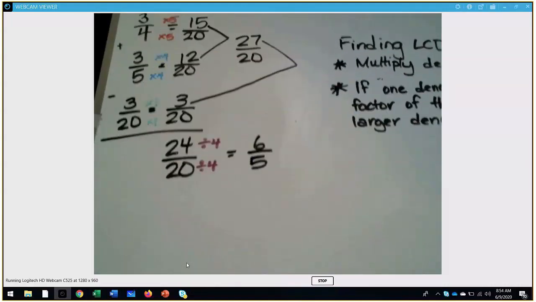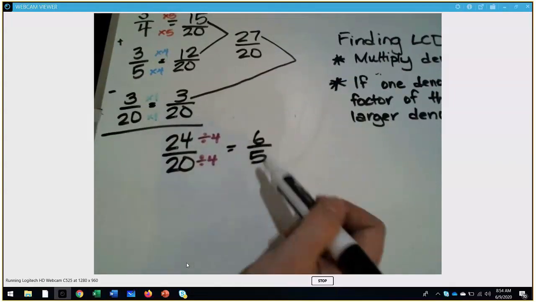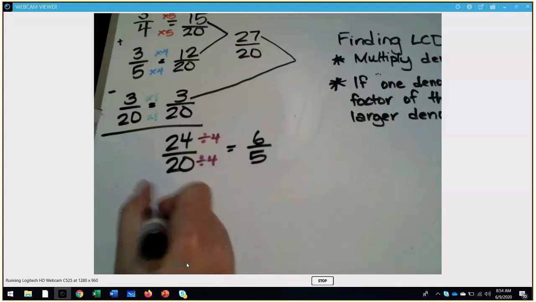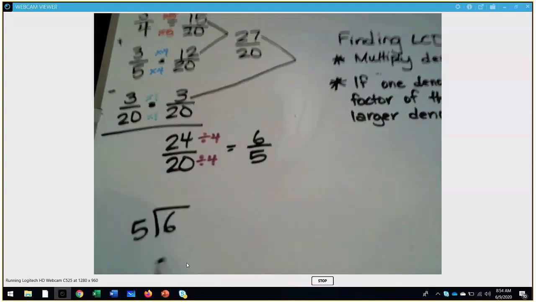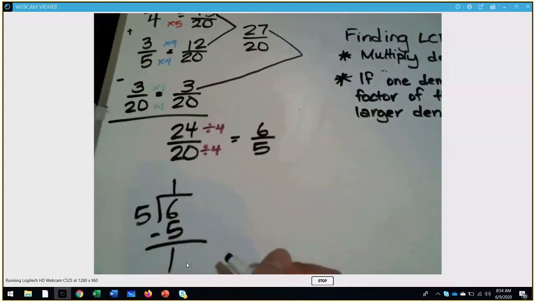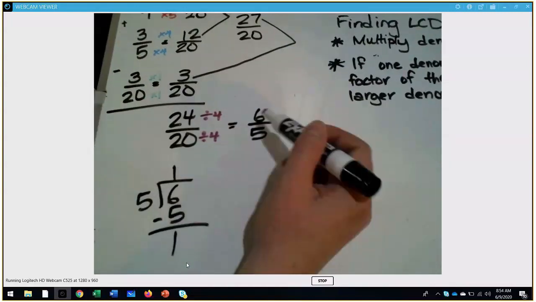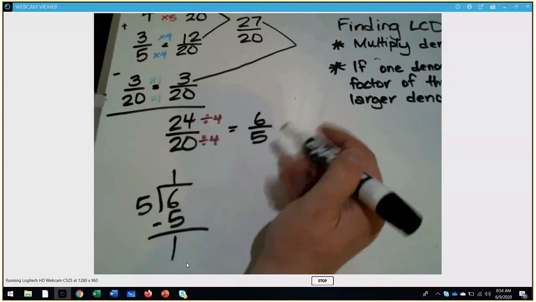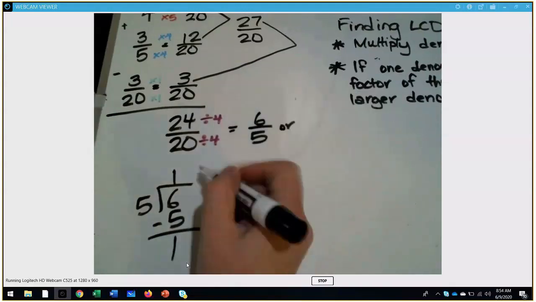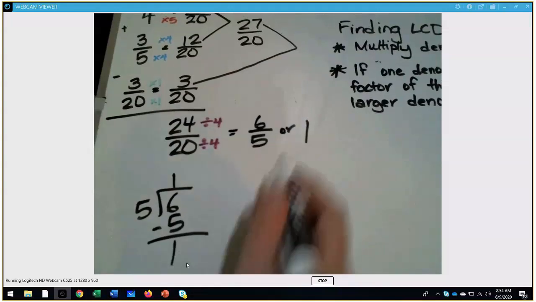And then, just like we've been doing, we could also change this to mixed number form. Since it's improper, we can convert it to a mixed number. 5 would go into 6 once, with a remainder of 1. So, final answer would be either 6 over 5 or 1 and 1/5.